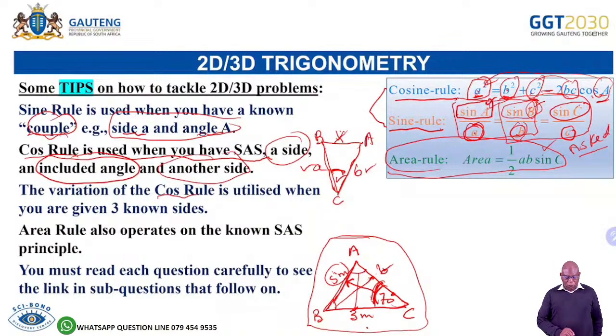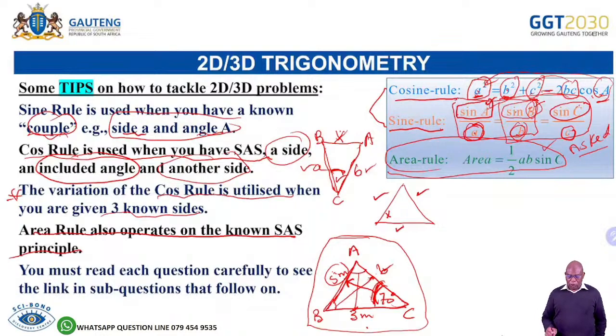The variation of the cos rule is utilized when you are given 3 known sides. So in other words, if I'm given 3 sides, this side, and that side, I can get any of the angle. Okay, so that's what they're talking about in this statement. The area rule operates on the SAS principle only. So in other words, the area rule will also operate like the cos rule. So the 2 sides must be given and the angle must be given. You can see the 2 sides are given and the angle must also be included in there.